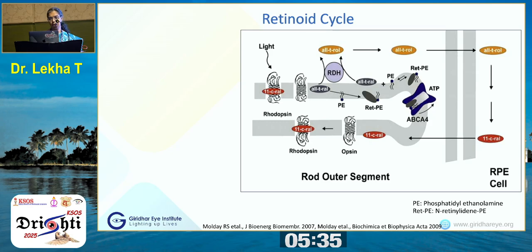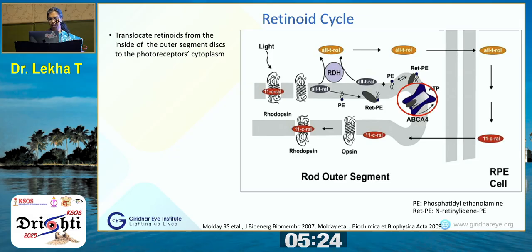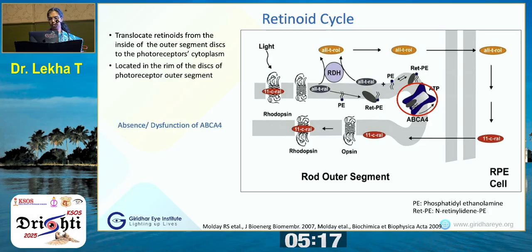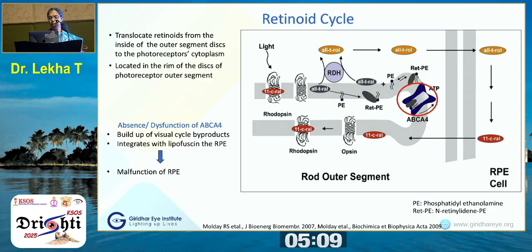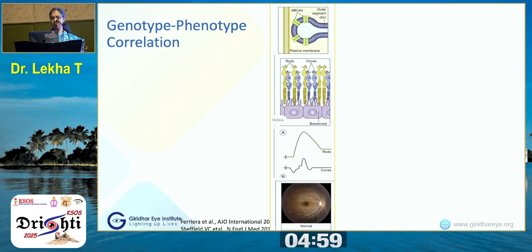So the retinoid cycle is what happens when the light falls on the photoreceptors. The rhodopsin is converted into all-trans-retinal, and a series of changes happen, leading to the formation of certain byproducts. And it is this ABCA4 which translocates these products from the inside of the outer segment disc to the cytoplasm. And when you have a dysfunction of the ABCA4, there will be buildup of these visual cycle byproducts, which then integrates with the lipofuscin in the RPE, leading to dysfunction of the RPE and subsequent degradation of the photoreceptors. That is how a problem with the ABCA4 leads on to the changes in RPE and photoreceptors. So with this understanding, let us try to see this.